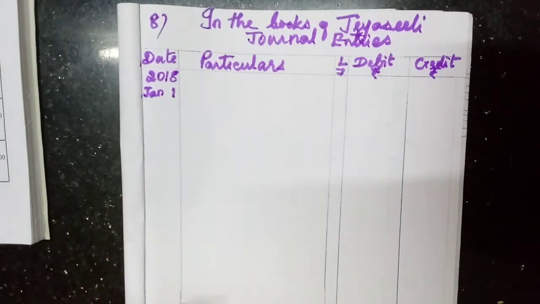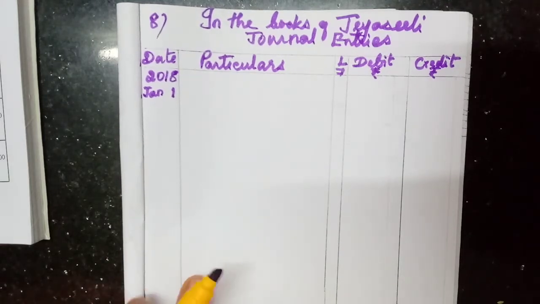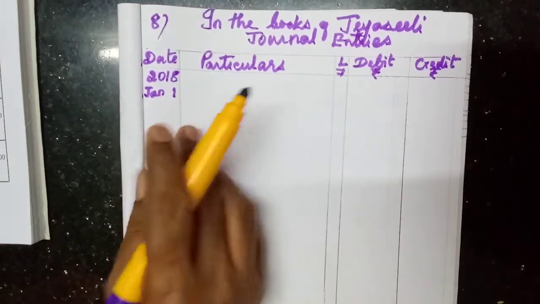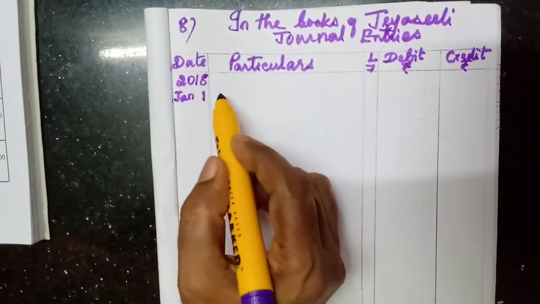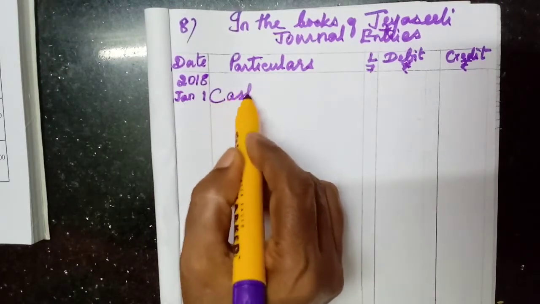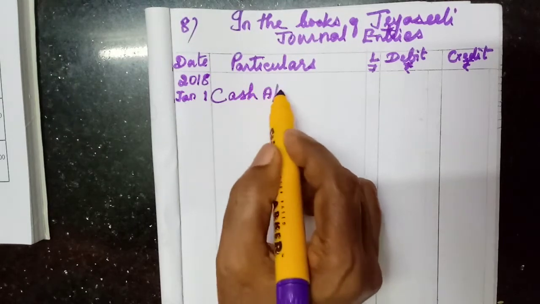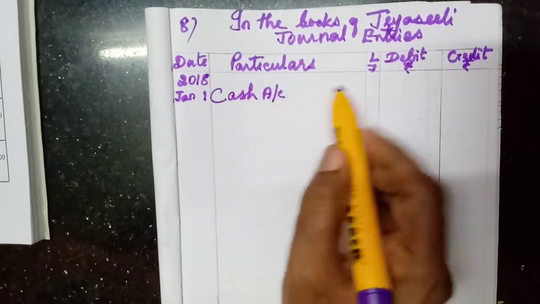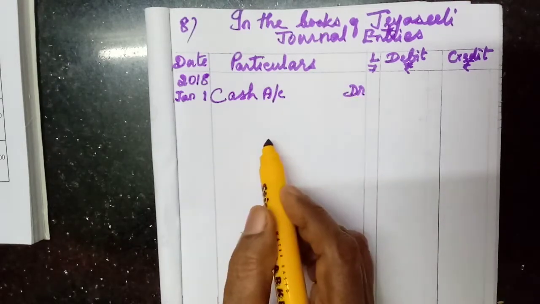Debit what comes in means we have to see from the viewpoint of the business. Okay, for the business whether it is coming in. Yes, cash is coming in. So we need to debit. Okay, cash. C capital letter. You have to write from the margin. Then A, capital A, then small c, slash C. Then this end you have to write DR, debtor.